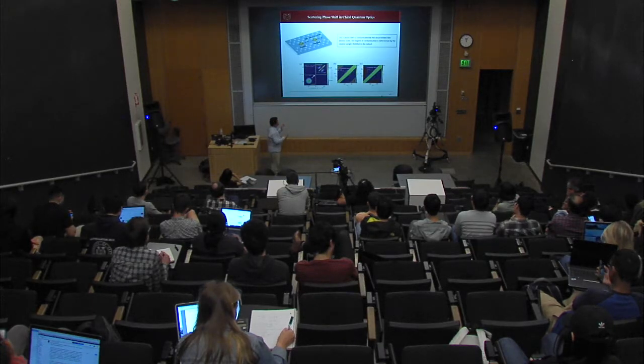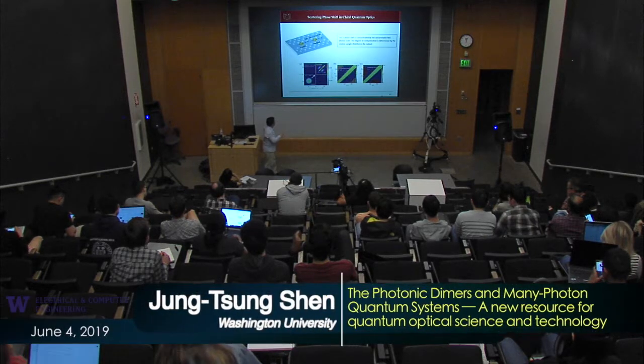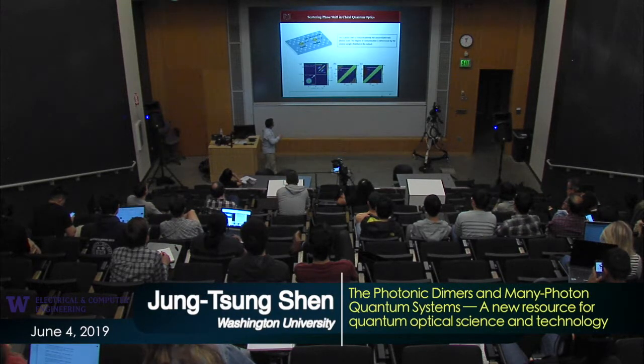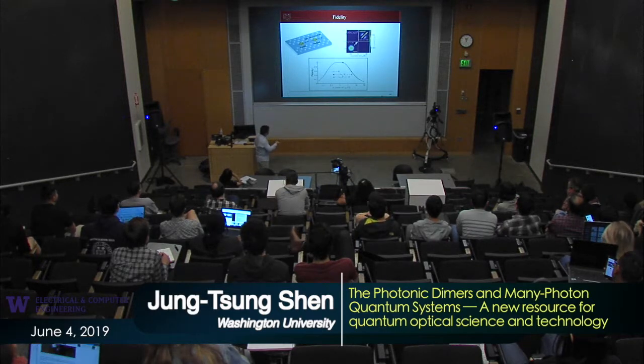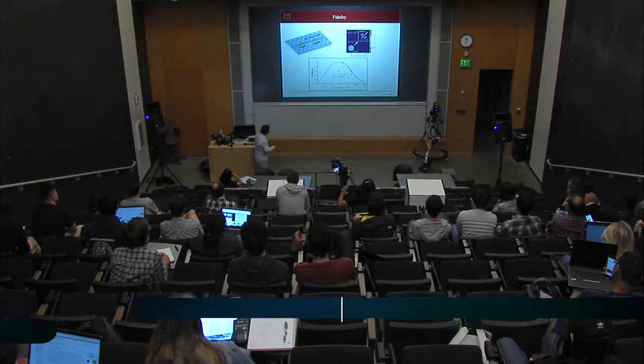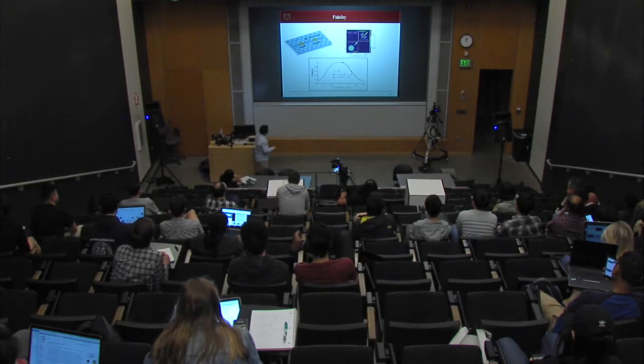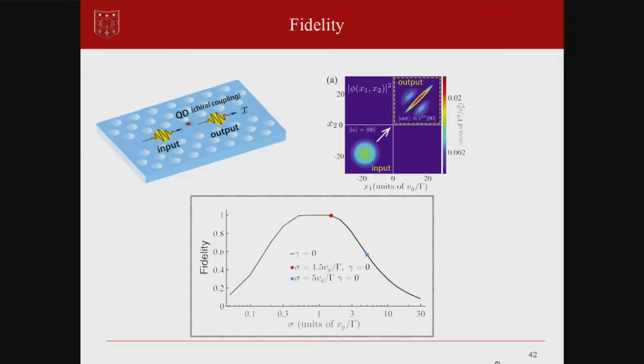So now we need to engineer the system such that the output has as high a weight of the dimer as possible. And it turned out to be possible. We scan the entire parameter space. Here is the result. Here, this basically denotes the width of the input state. So it turns out if your input state's time scale corresponds to the spontaneous decay time of the quantum dot, then you can get a very high yield, which is close to one.